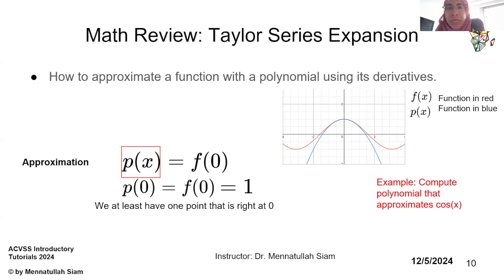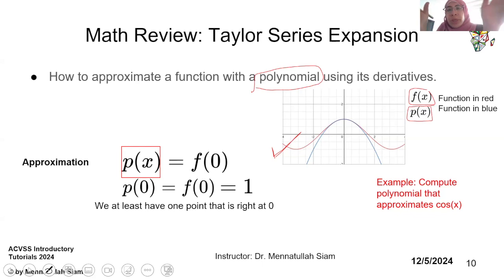Taylor series is mainly used to approximate a function with a polynomial. So I have here this red function, which I call f(x). It's actually a sinusoidal function, just as an example. And I'm trying to approximate it with this blue function, p(x). Now, p(x) is a polynomial. You cannot use a sine or cosine. It's a polynomial function. And I'm trying to create a universal way of approximating any function with a series of polynomials.